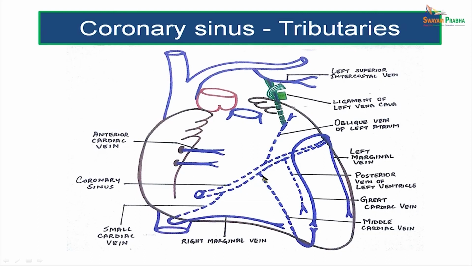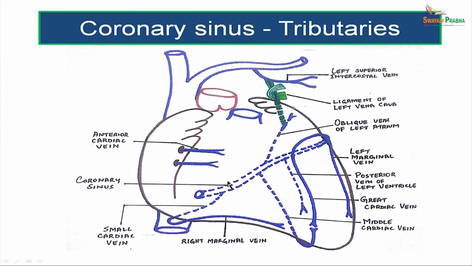To the left of the middle cardiac vein, you find one more vein draining into the coronary sinus, and this is going to drain the posterior diaphragmatic surface of the left ventricle. It is called the posterior vein of left ventricle.